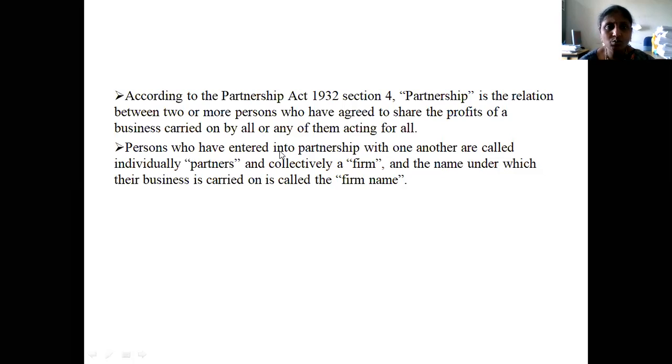నెక్స్ట్, persons who have entered into the partnership with one another are called individual partners. ఎవరైతే పార్ట్నర్షిప్ బిజినెస్ లో ఎంటర్ అవుతారో వాళ్ళని ఇండివిజువల్ గా ఏమంటారంట? పార్ట్నర్స్ అంటారంట. అండ్ కలెక్టివ్లీ దాన్ని ఏమంటారు? మొత్తాన్ని ఒక ఫర్మ్ అంటారు. అంటే పార్ట్నర్షిప్ బిజినెస్ ని ఒక ఫర్మ్ అంటారు. And the name under which their business is carried is called the firm name.